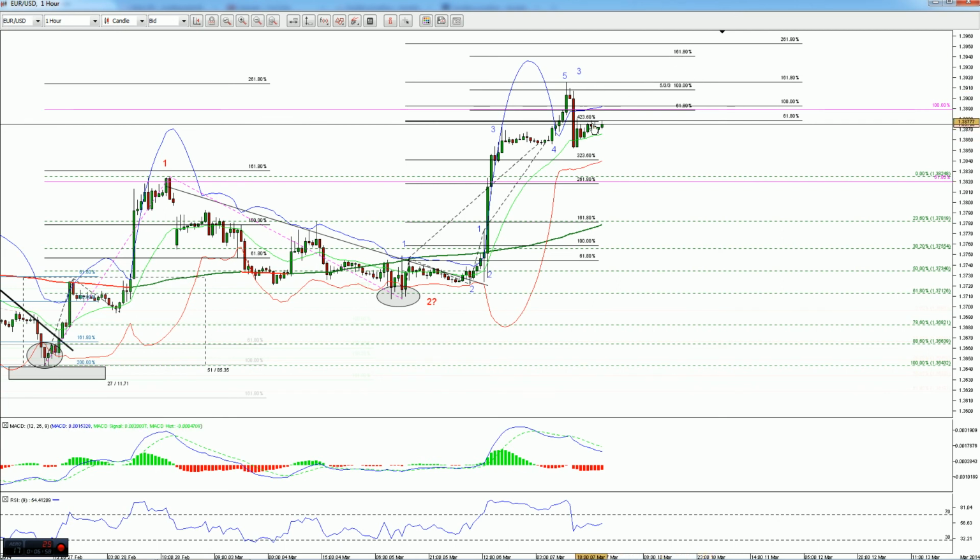Okay, and after that we will have a correction which goes with this 2nd wave correction. Okay, because we've got a red 1 and 2, we will have a red 3, and then we need a red 4, and then another move to the upside as a 5. So this is pretty much how it's going.